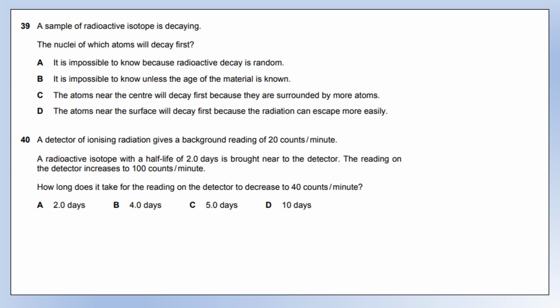Okay, so a sample of radioactive isotope is decaying. The nuclei of which atoms will decay first? It's impossible to know because it's completely random. Radioactive decay, nothing is predictable. We can only model it using statistics, so everything is completely random.